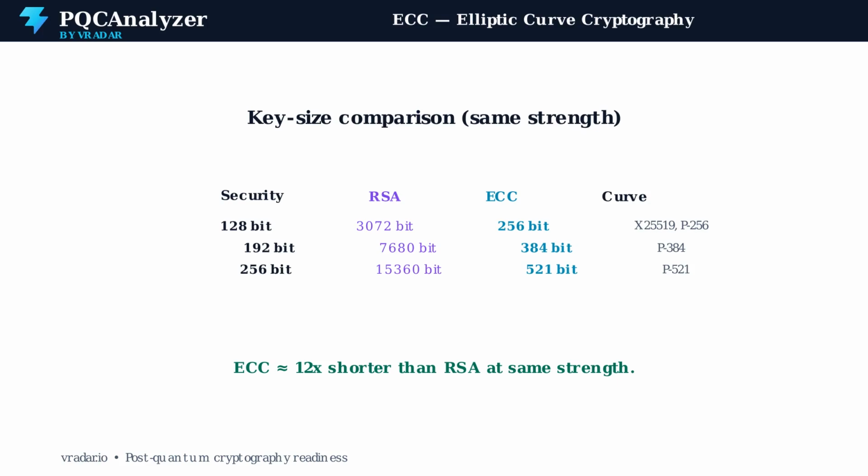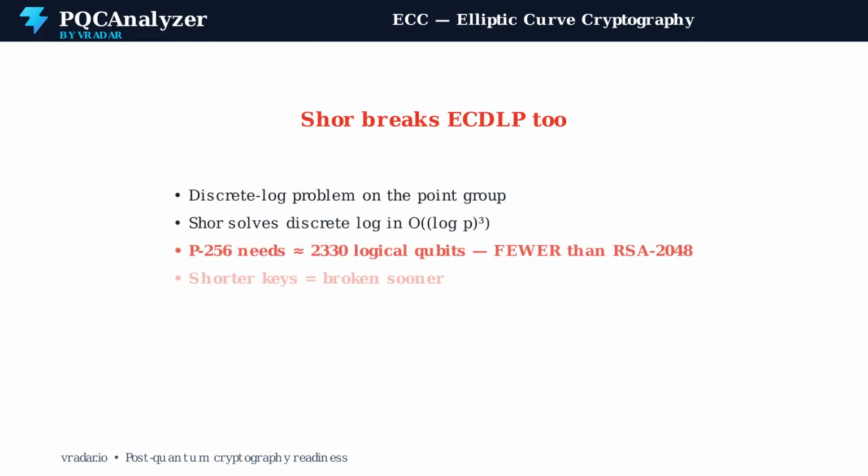Unfortunately, Shor's algorithm also solves discrete log in polynomial time. Per Roetteler et al., breaking P-256 requires about 2,330 logical qubits, fewer than RSA-2048. Shorter keys mean broken sooner.